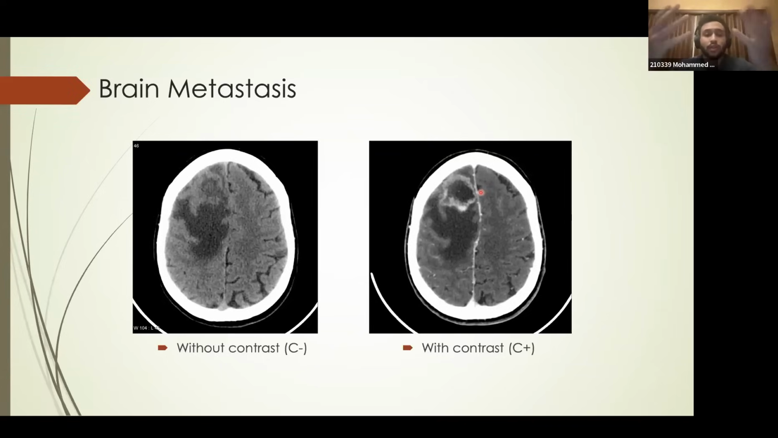So what happens when you give contrast is this tumor will basically take up all of the contrast, and it will keep the contrast for a bit. So when you see this, for example, it basically uptook all the contrast, so you'll be able to visualize the tumor very clearly over here. Okay, so this is brain metastasis because usually tumors in the brain are metastasized tumors. So that's pretty much how you can tell that.